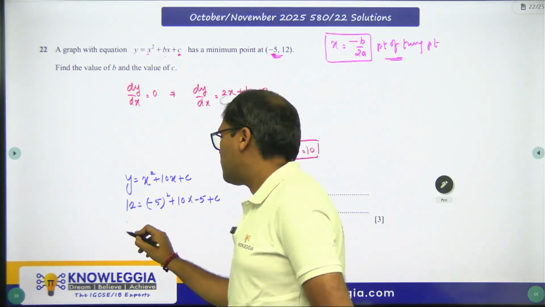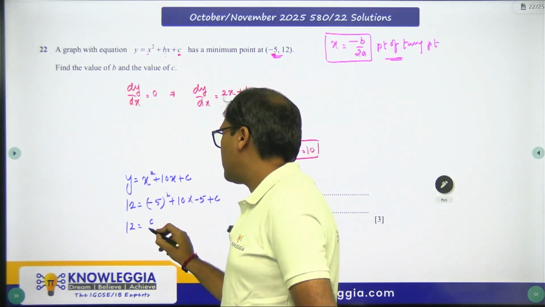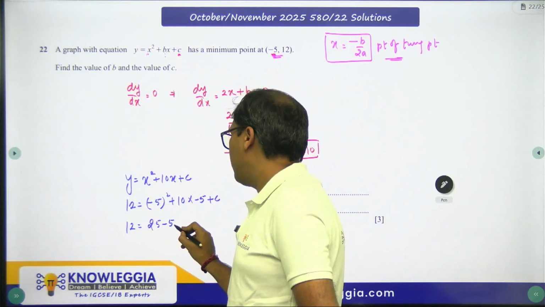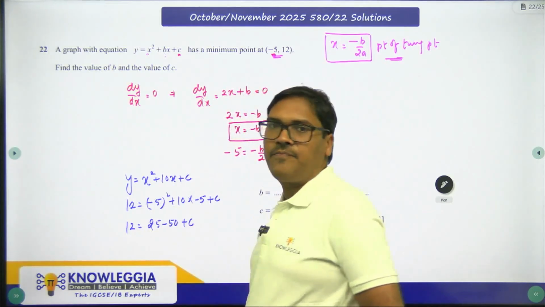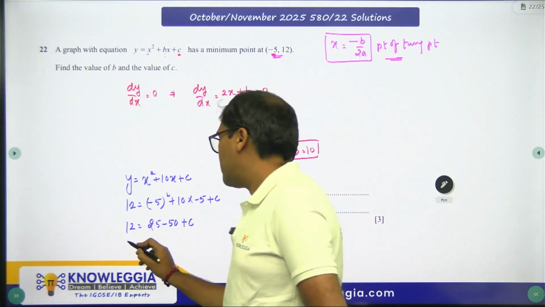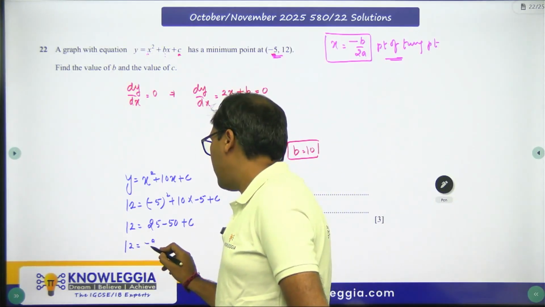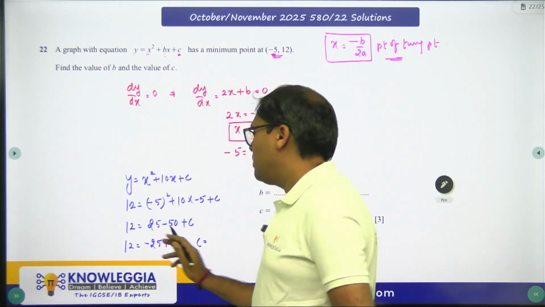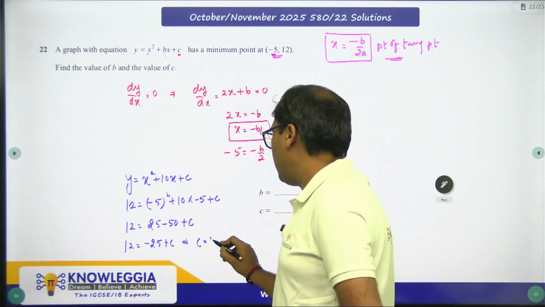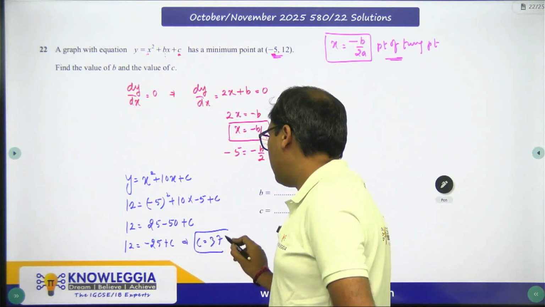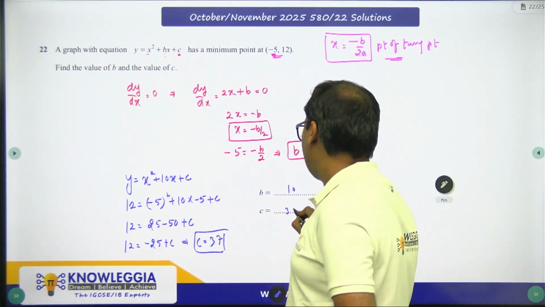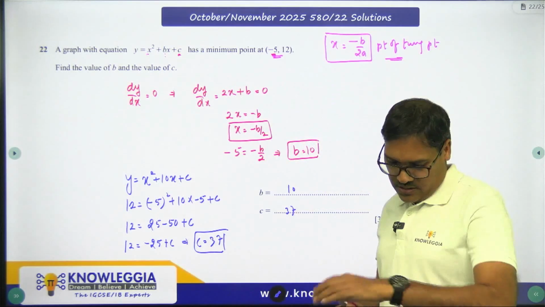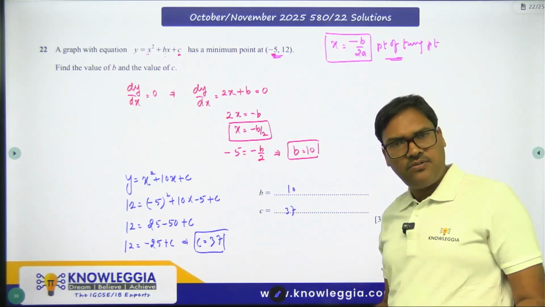So what is this? This is 12. Negative 5 square is 25. This is negative 50 plus c. So you can see this is 12 equals negative 25 plus c. So what is the answer? C will be equal to 12 plus 25, which is 37. So this is 10 and this is 37. So 10 and 37 is the correct answer for this question.